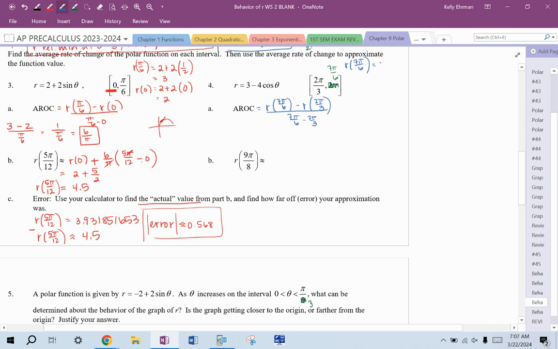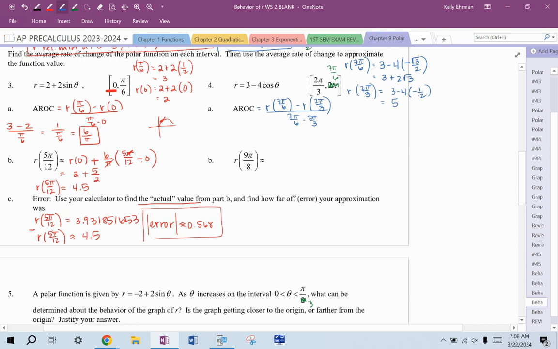So if I plug in 7 pi over 6, I get 3 minus 4 times cosine of 7 pi over 6. Cosine of pi over 6 is radical 3 over 2, and it's negative because you're in quadrant 3. So that's 3 plus 2 radical 3. We'll just leave it exact like that. And then r of 2 pi over 3 is 3 minus 4 times cosine of 2 pi over 3, which is negative 1/2. So 3 plus 2 is 5.